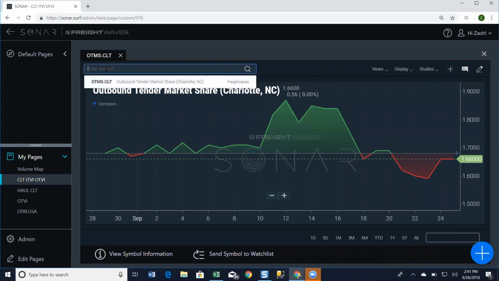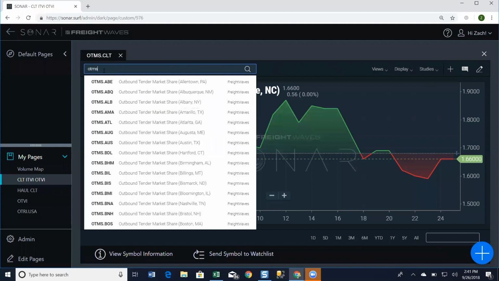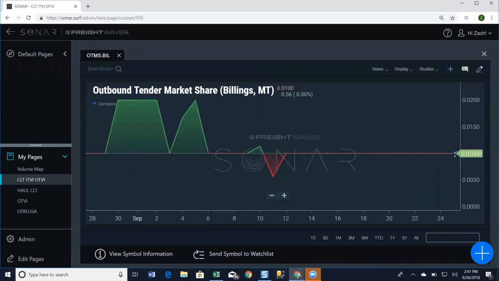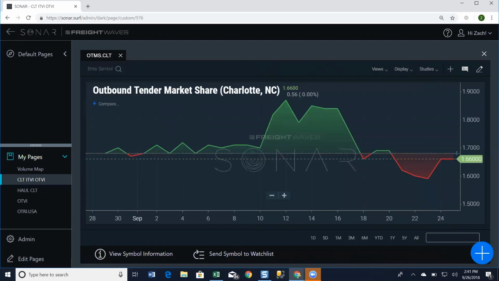And you can do the same thing for inbound by doing the ITMS. So whenever you see tender rejections move in a market and you want to know, wait a minute, does Billings have any significant freight volume? You can go over here and say OTMS, BIL, look up your Billings market, and you can see, no, it really doesn't. 0.01% of the total outbound volume in the country comes out of Billings, Montana. So I guess that's the way that I weight it.